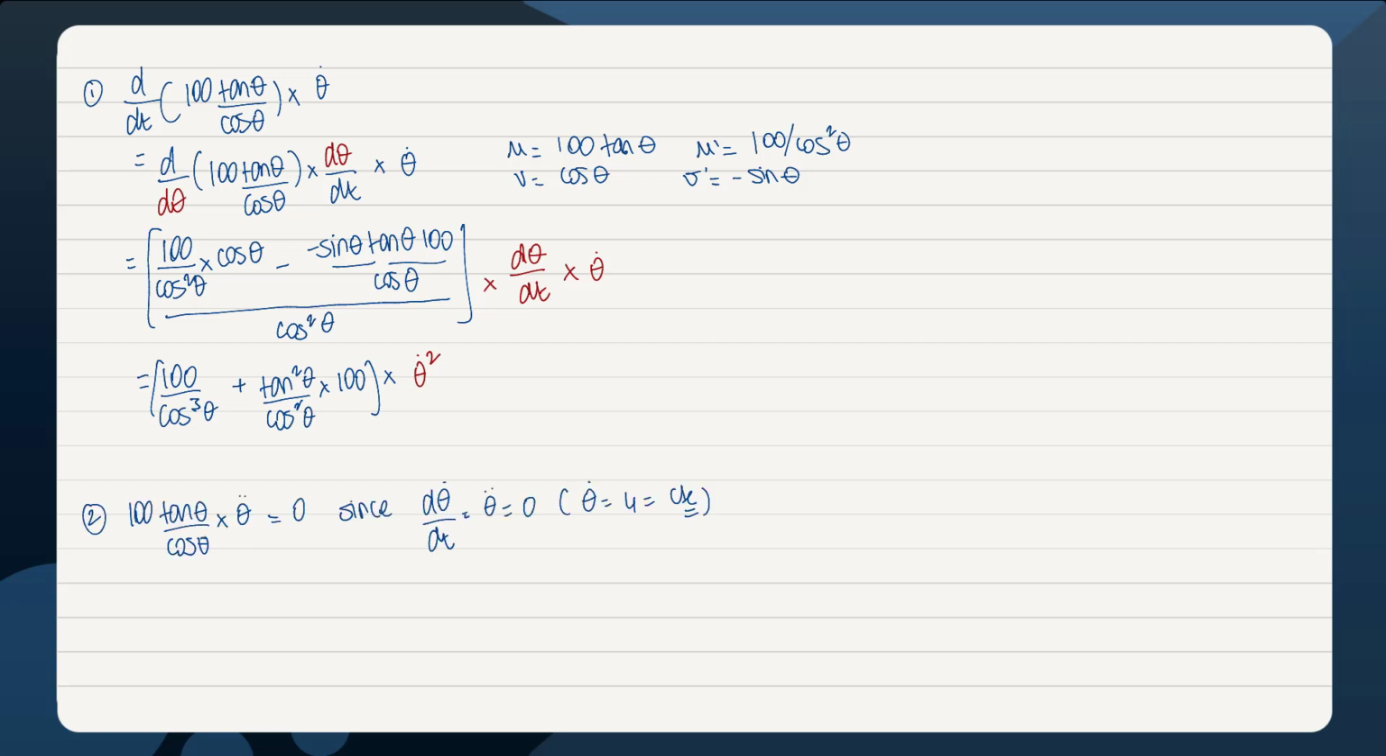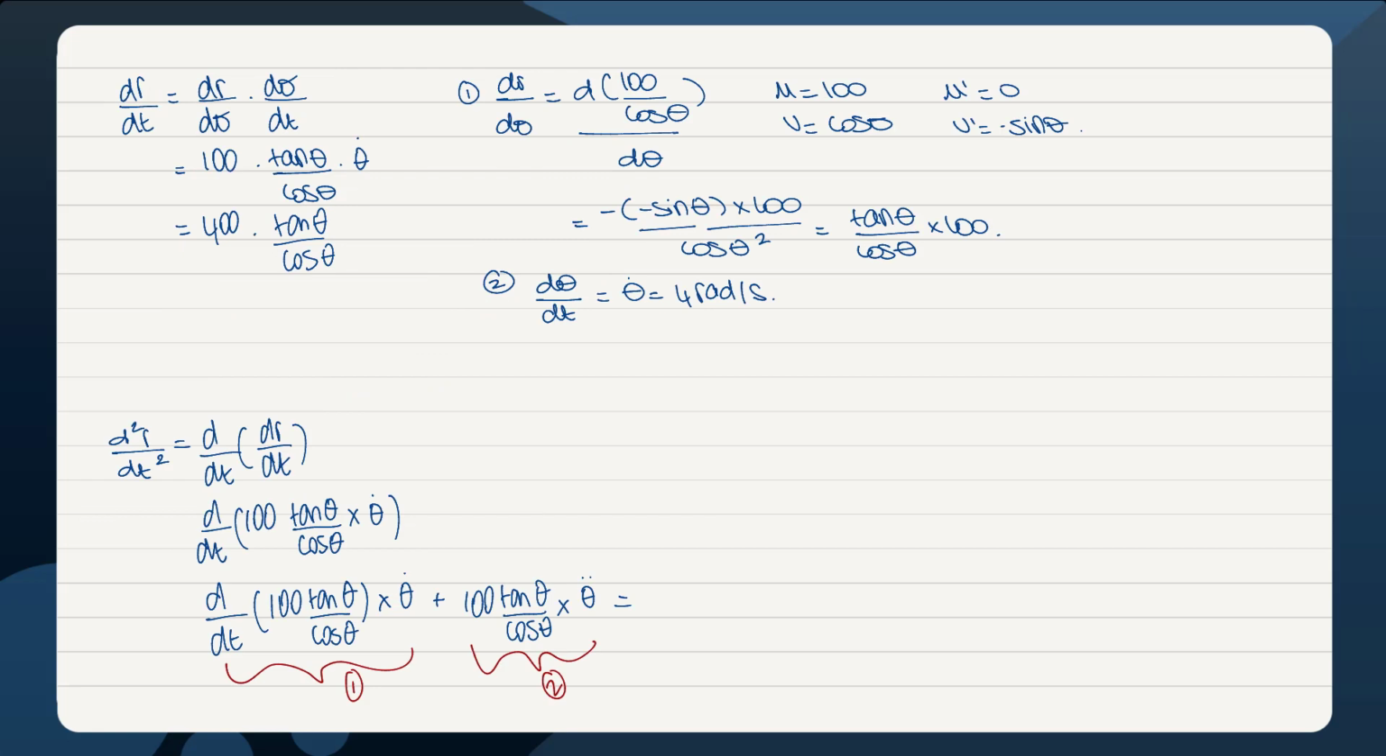So it's 100 tan theta divided by cosine theta times theta double dot. Now since theta dot is equal to 4, it's a constant, we do expect that the second derivative, or theta double dot, would be equal to 0. And so the second term is actually completely equal to 0. Now we can go back to the general expression for d2r over dt2, and setting the second term to 0, we end up with the following expression.